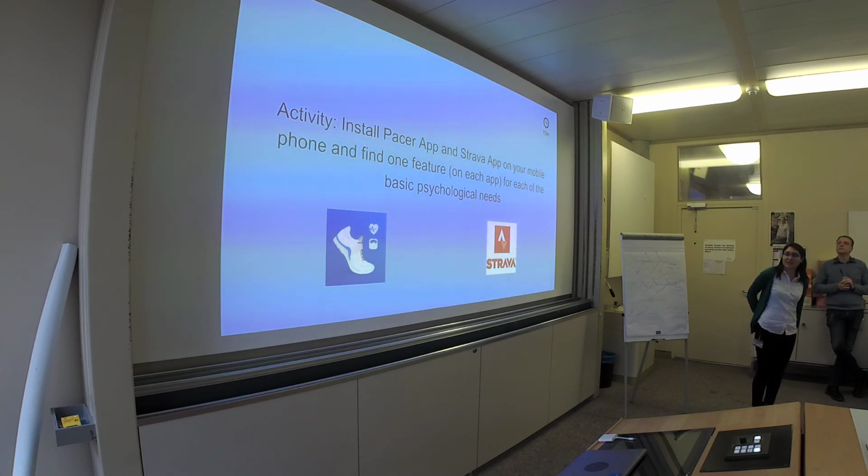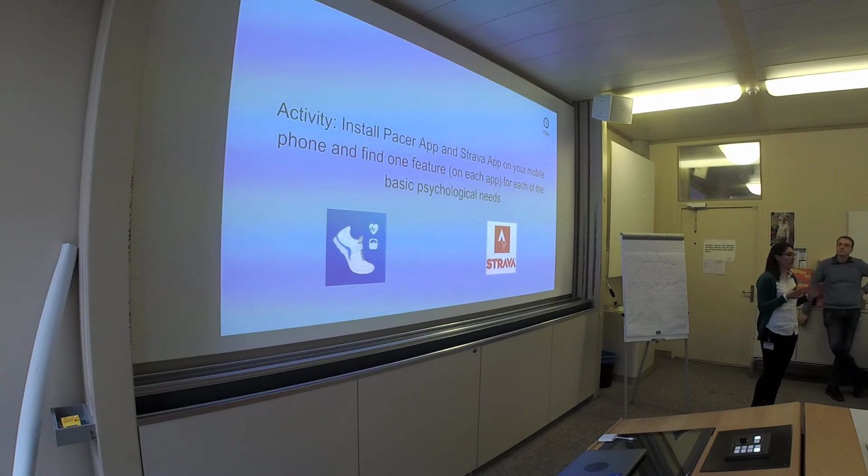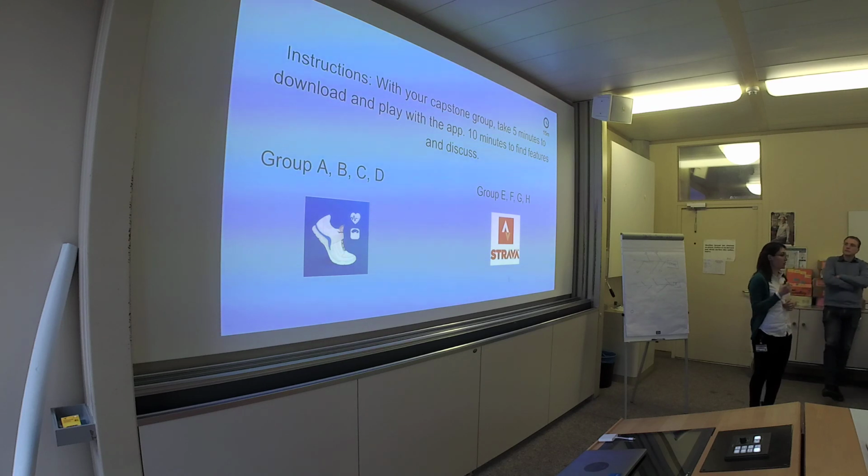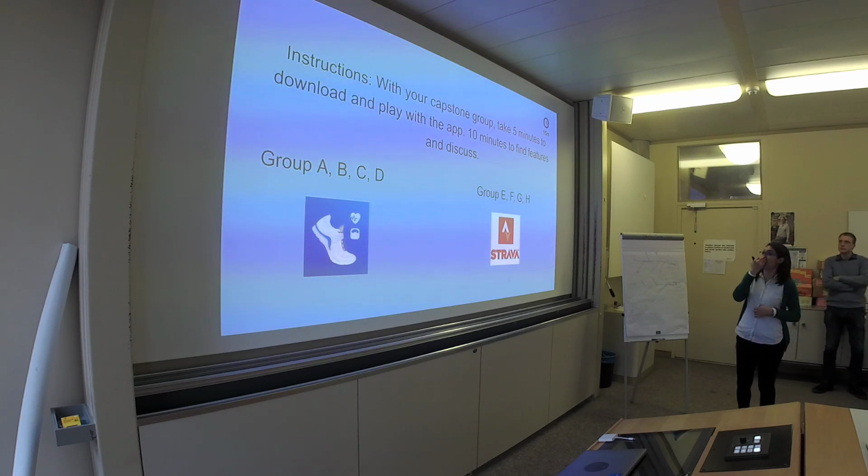So I would suggest you do this exercise. Basically, look at two apps that have many features that can be classified into the classification that I showed you before. One is Pacer, and the other is Strava. I think you can find them both on Android and iPhone. Then take some minutes to find one feature per characteristic.